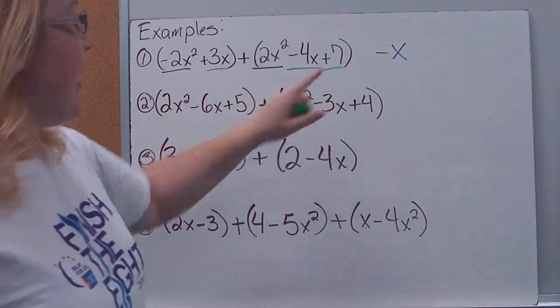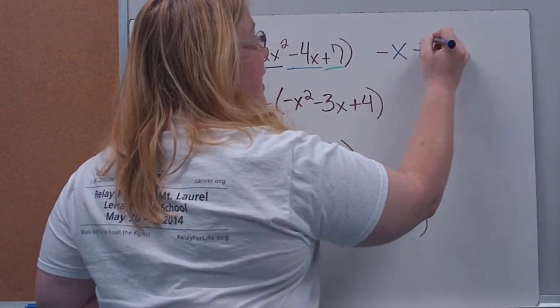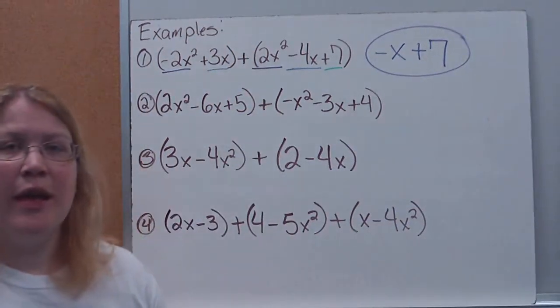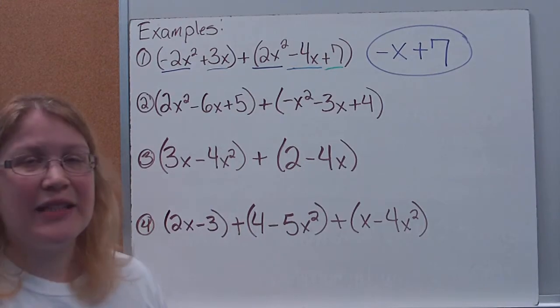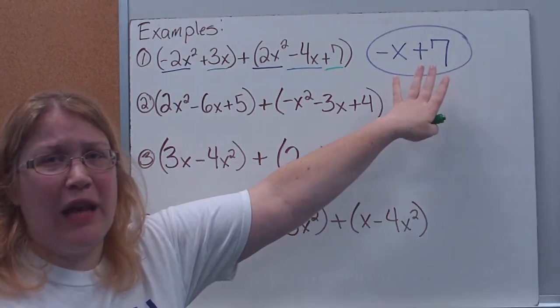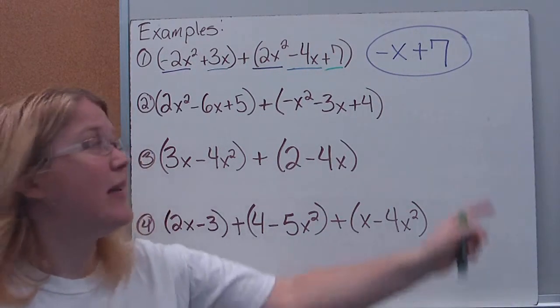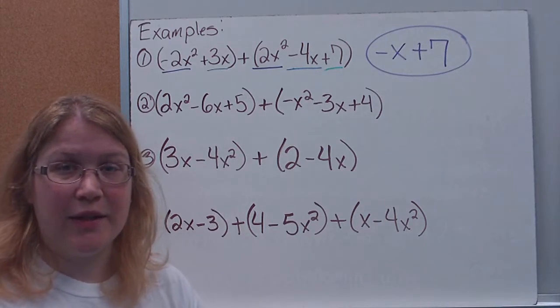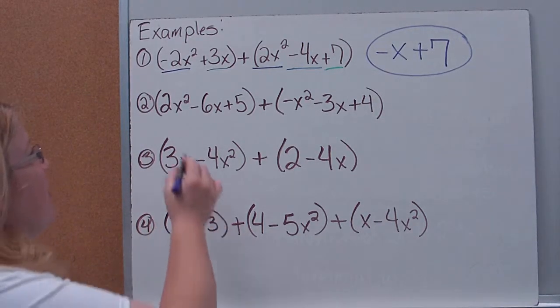Then I had this plus 7. I didn't have anything to combine it with, so I'm just going to copy it over into my answer. My answer is negative x plus 7. Remember, don't try to go any further. A lot of kids try to continue combining. These aren't like terms. Nothing else can be combined. That's my answer. Let's take a look at the next one.